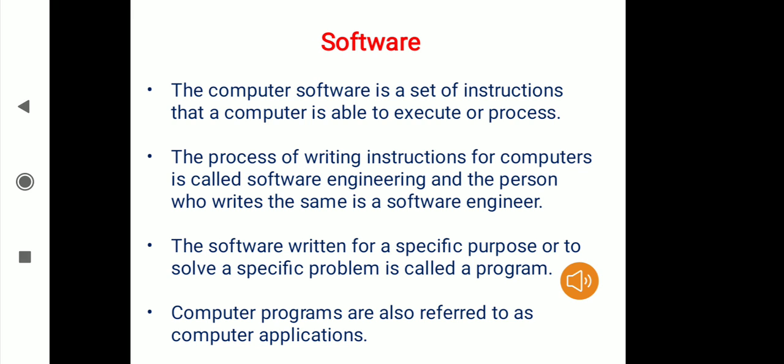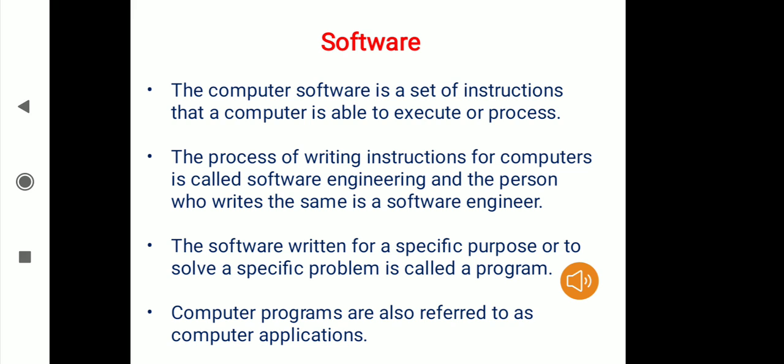So what is a computer software? Now unlike the hardware components which can be physically touched by the user with their hand to operate the computer, the software are not the physical components of a computer system. That is, they cannot be physically touched. So the software is a set of instructions that a computer is able to execute or process. Now the question is, who is giving those instructions? We, the users who will be operating the computer system, will give such instructions to the computer.